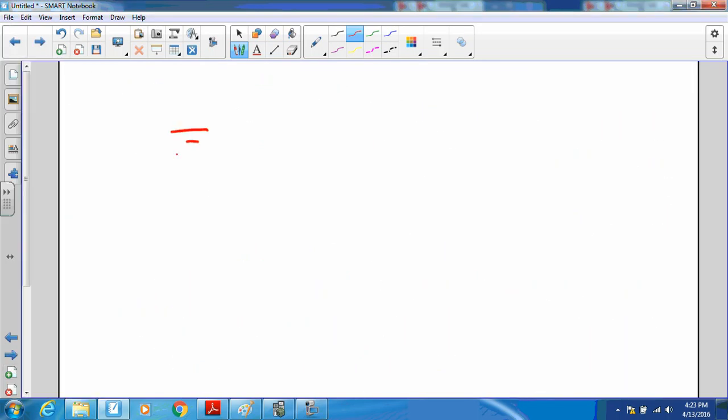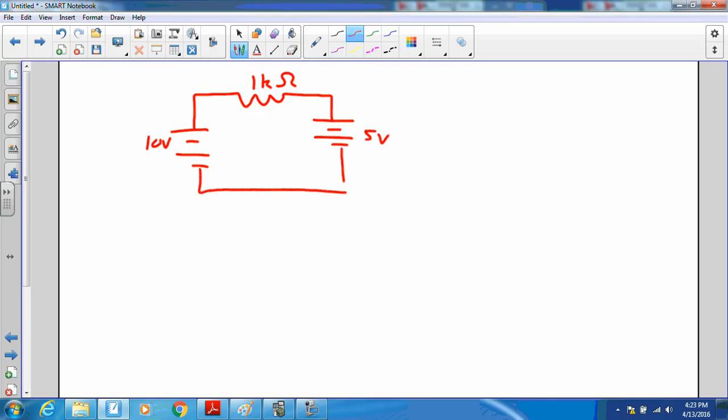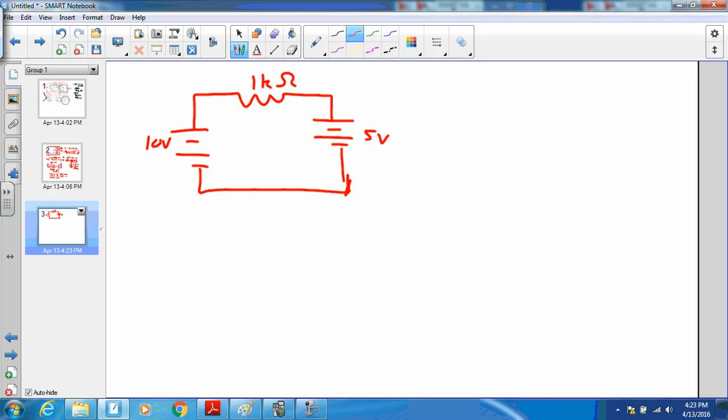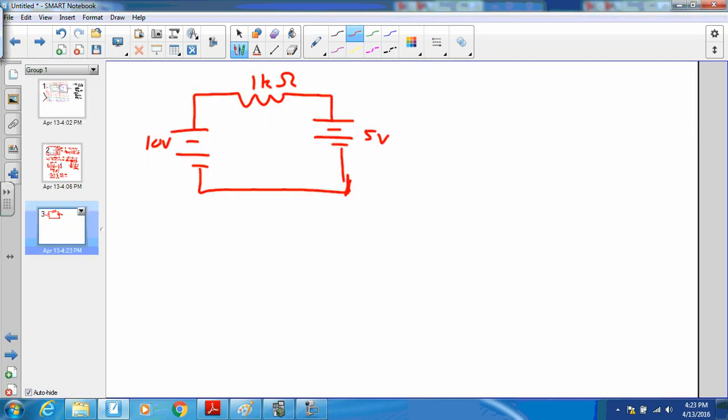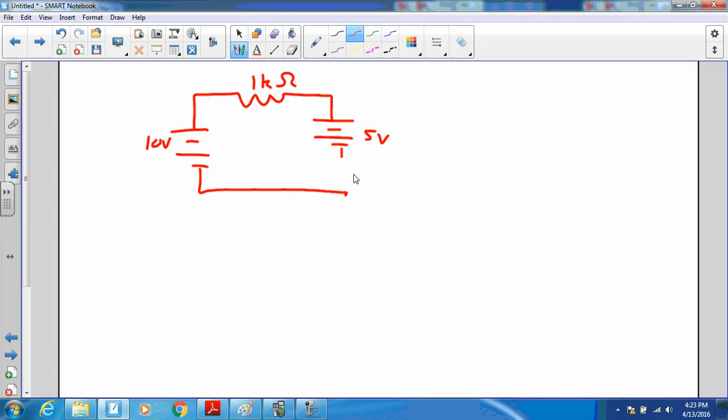We're going to have a 10-volt power supply. We're going to have a 1K resistor right here. We're going to have a 5-volt power supply here. And just check the original. Yes, there's a 2K on that end. 2K resistor right here. And then a 2K resistor right there.